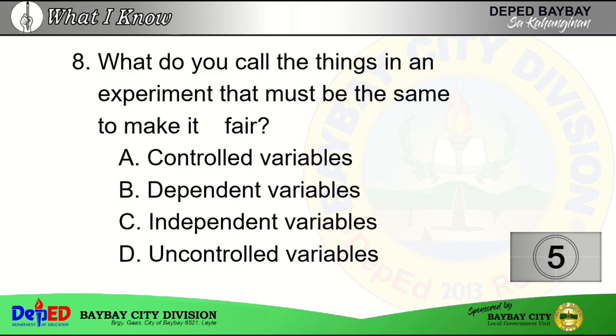Number 8. What do you call the things in an experiment that must be the same to make it fair? A. Controlled variables. B. Dependent variables. C. Independent variables. D. Uncontrolled variables. The answer is A. You're correct.